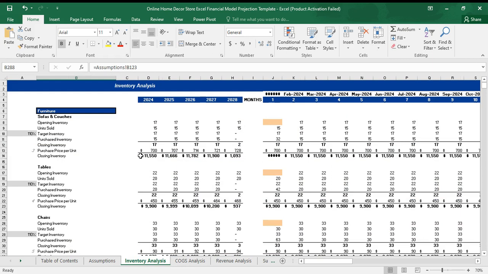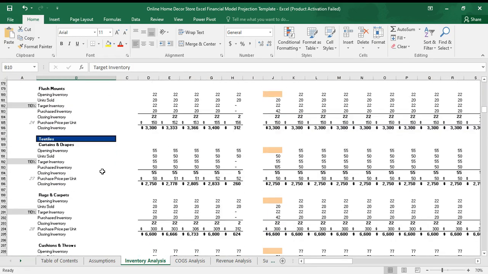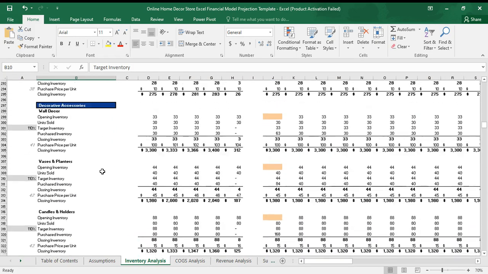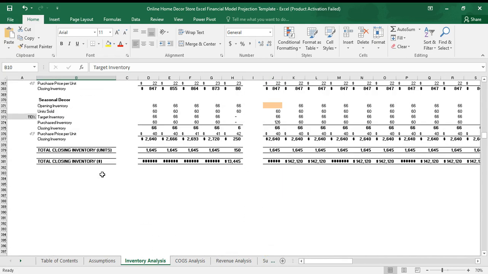In the next sheet, inventory analysis, we have calculated the closing inventory figures both in dollars and in units for each of the products of this business, and then at the end we have calculated the total closing inventory figure as well.